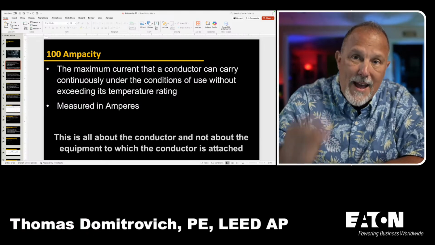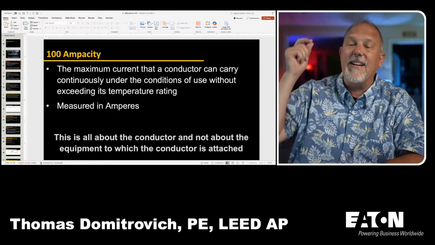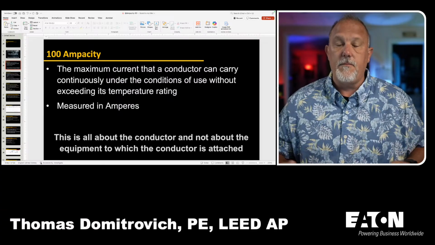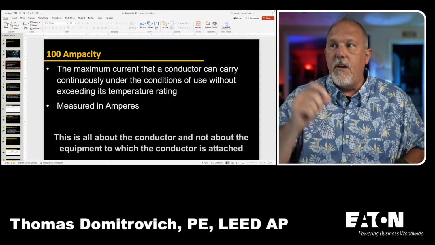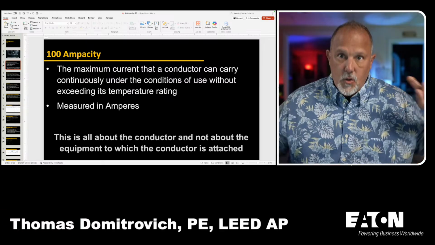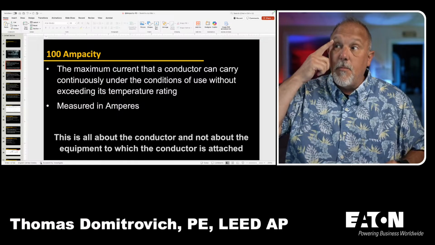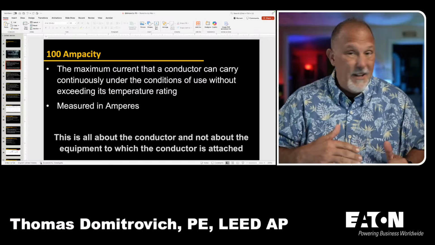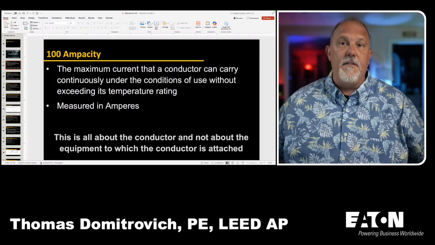So when I use the term ampacity, I am speaking to the maximum current that a conductor can carry continuously under the conditions of use. Now, we could argue that part of the conditions of use for that conductor is the equipment that I'm terminating in, and the maximum current that conductor can carry continuously is lowered. It's not because of the conductor, but because of what's at either end of that equipment.